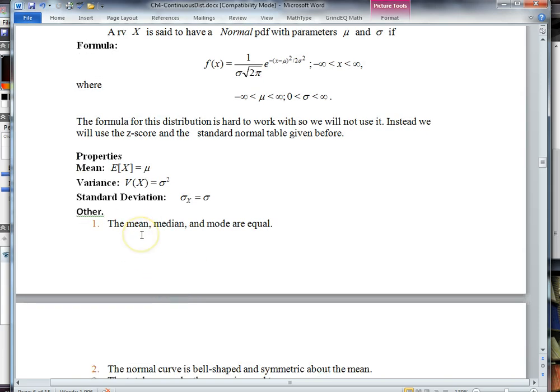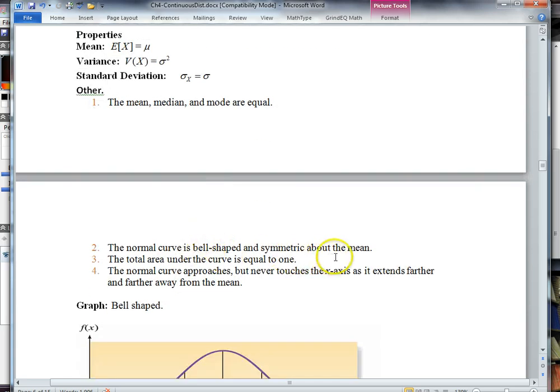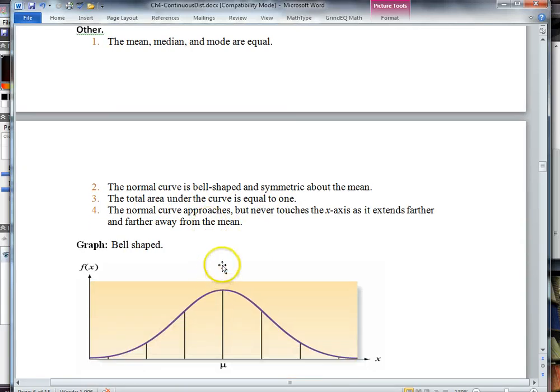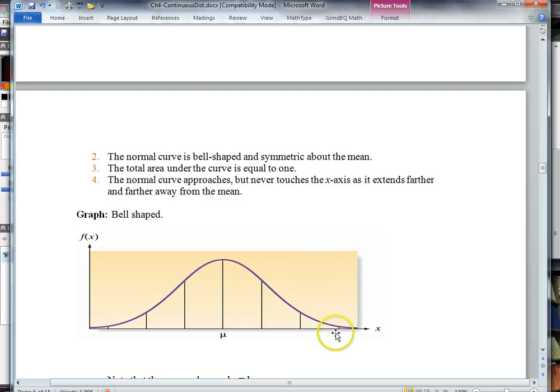So this is a symmetric distribution where the mean, median, and mode are equal. It's a bell curve, symmetric around the mean. The area under the curve is equal to 1. The lines of the curve never touch the horizontal line, but they get closer and closer to it. Okay.